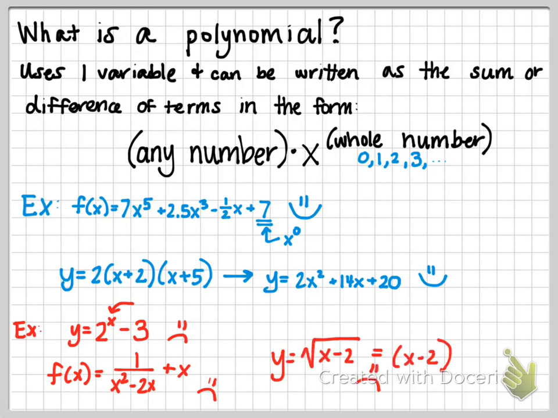And last but not least, y equals the square root of x minus 2 is not a polynomial because I could rewrite this as x minus 2 to the 1/2 power, if you remember your exponent fraction rules, and 1/2 is not a whole number. So that would not be a polynomial either. So, moving on, that's our definition for polynomials.